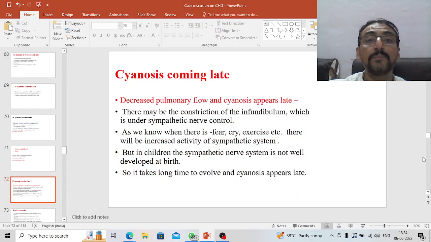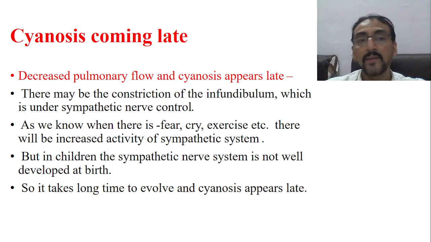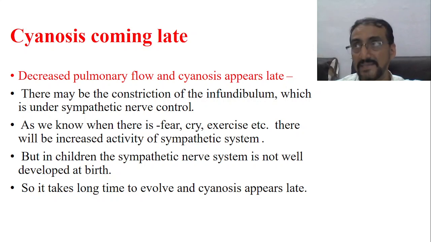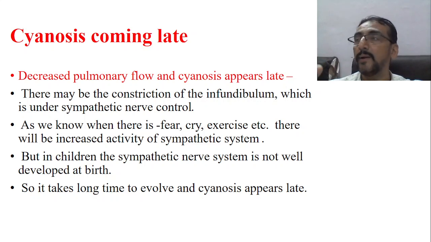Cyanosis coming late. First we will see where cyanosis comes very late, meaning months or years later. Okay. Decreased pulmonary flow with cyanosis appearing late. What are the causes? One of the causes is that there may be constriction of the infundibulum. You should know the infundibular area if you know the heart anatomy.